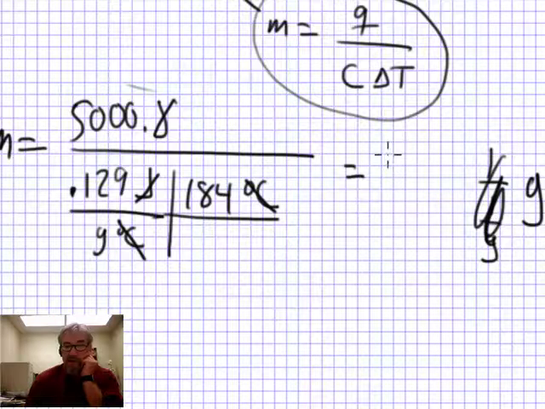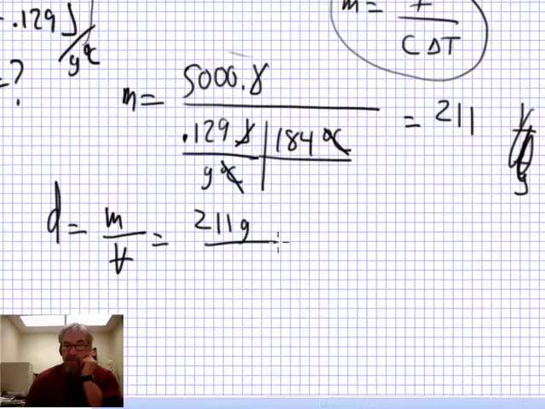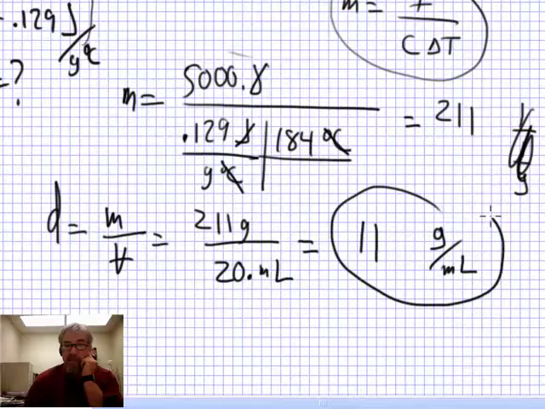I have 3 significant figures in my answer, and it should be 211 grams. Here's why I found that, because I wanted to find the density. So density is mass divided by volume. And my mass, I now know, is 211 grams. And my volume, I have always known, was 20 with a decimal point milliliters. Here are my units. Nothing cancels out. It's grams per milliliter. I should have 2 significant figures in my answer. When I divide 211 by 20, I get 11 to 2 sig figs. So my answer is 11 grams per milliliter.